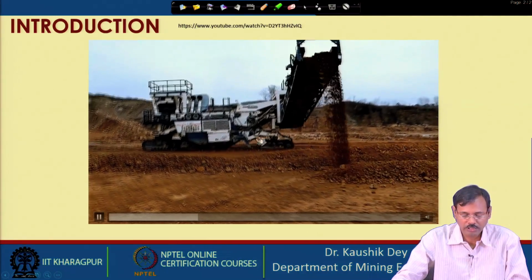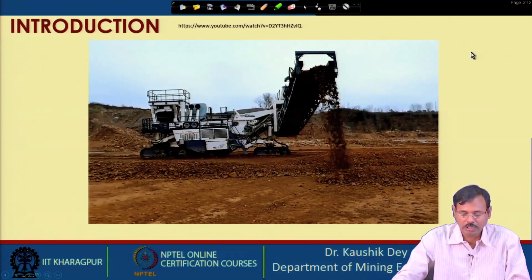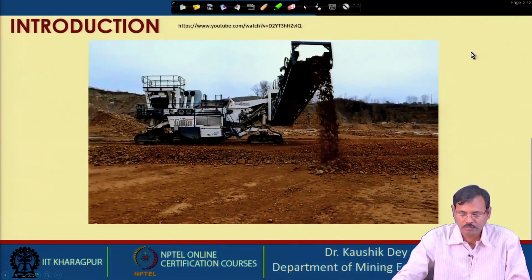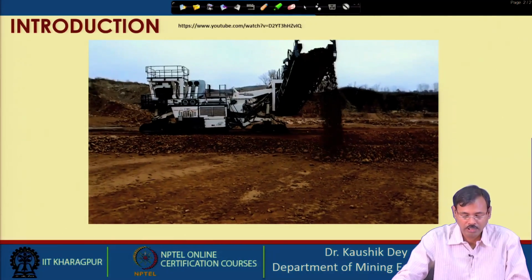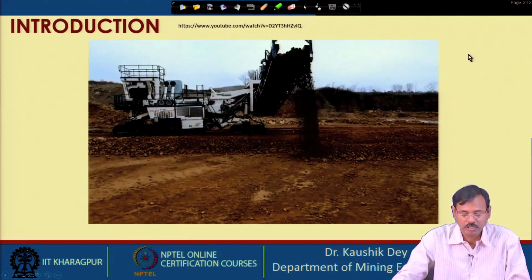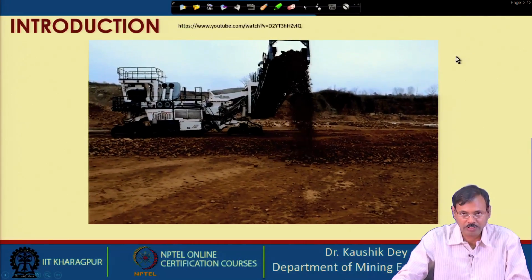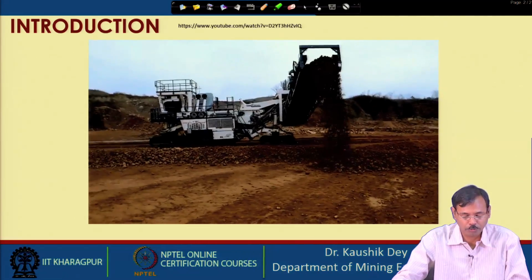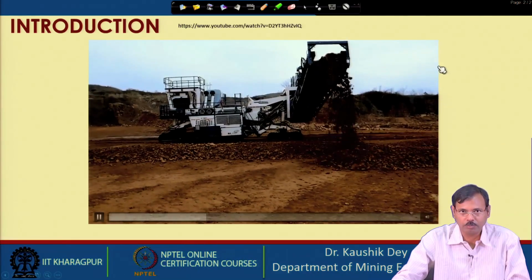And this type of machine can be applied for surface mining, it can be applied for cutting roads, for trench construction, and for the excavation of the surface profile. So, there are n number of applications of surface miner.